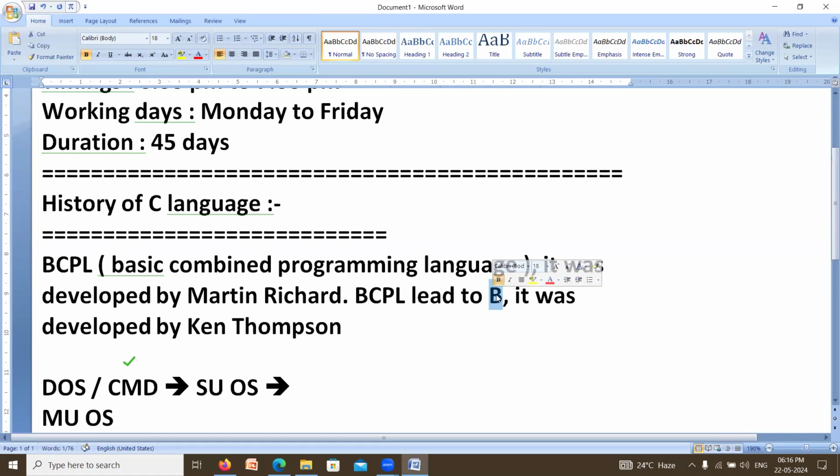For what purpose did they develop B language? To develop a multi-user operating system. By using this B language, they successfully developed one multi-user operating system, and it was named Multics. Now we know Unix operating system, Linux operating system, Windows operating system, Android operating system. All these are multi-user operating systems. But this is the first multi-user operating system, which was developed using B language by Ken Thompson.